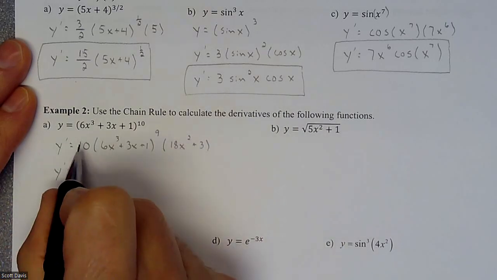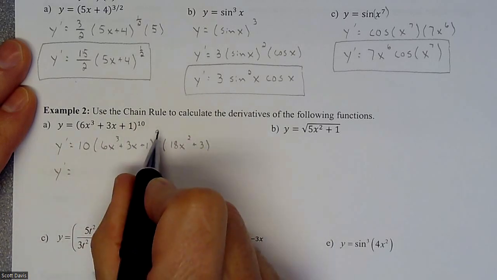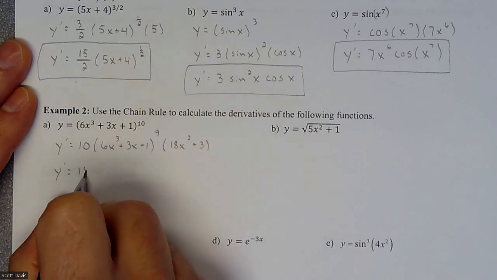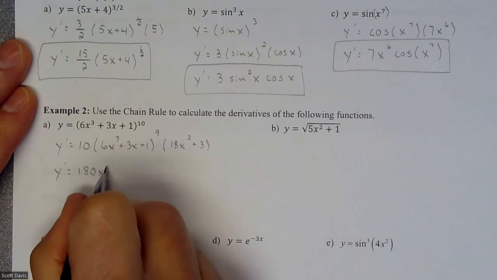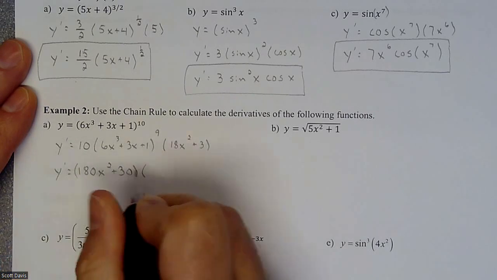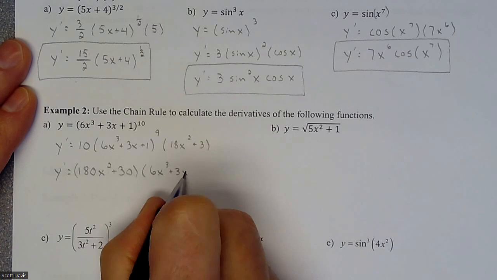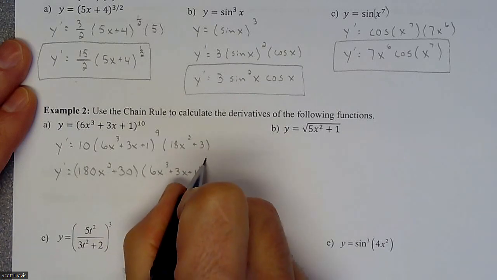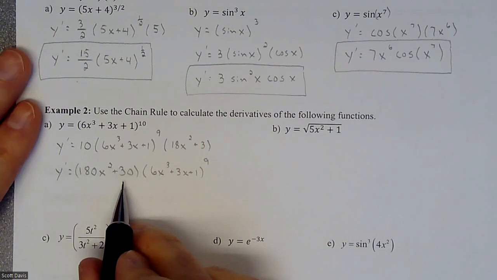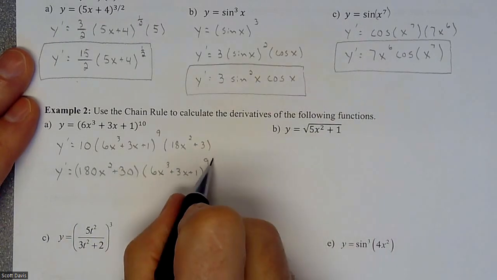There's not much. I'm going to take that 10 and just distribute it into this. I can't distribute it into this because of that power. So I'm going to take the 10 and make it 180x squared plus 30 times 6x cubed plus 3x plus 1 raised to the 9th. All right, so maybe that was necessary, maybe it wasn't. Typically, there's other things that we'll do with this, so maybe it's worth us doing that, but a little bit of cleanup.